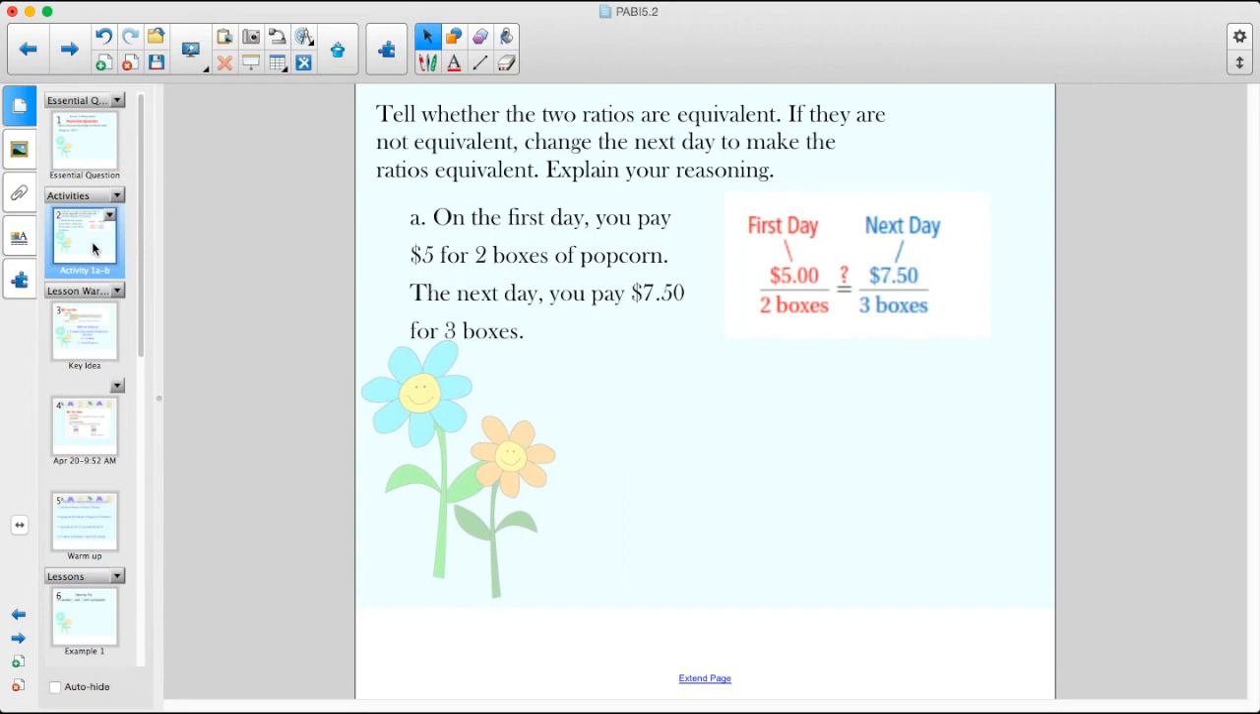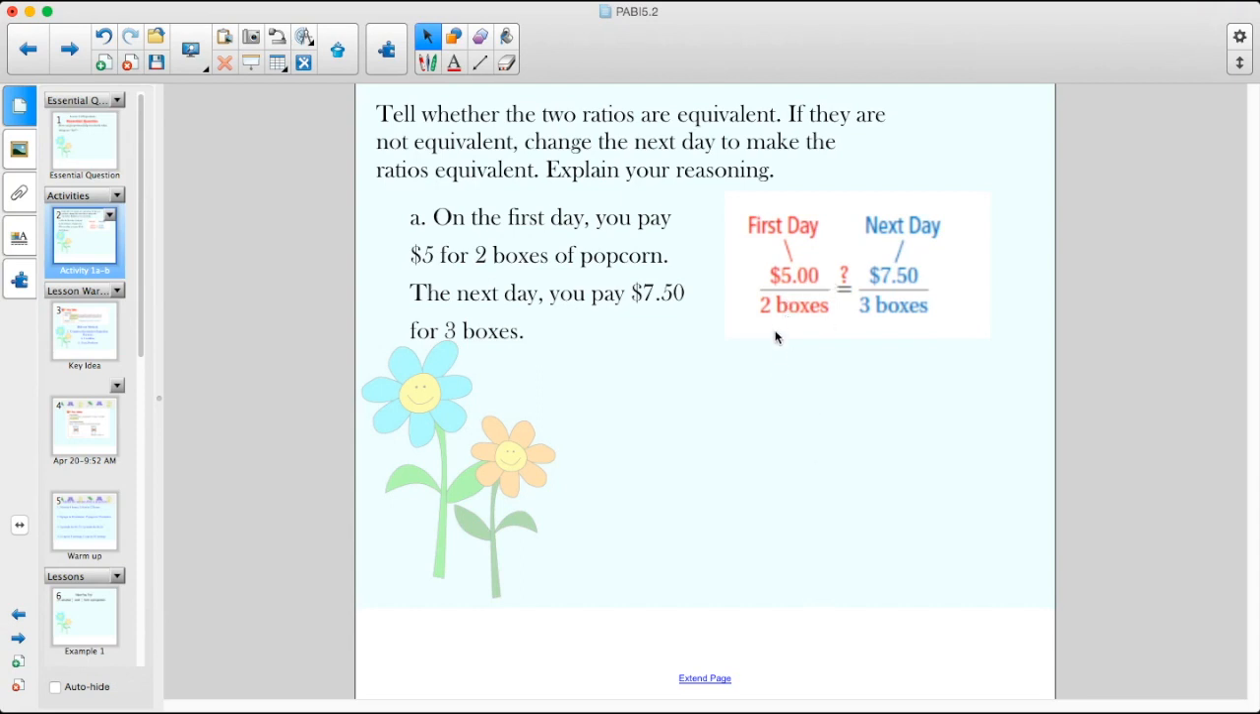So there are a couple ways we can determine if we're paying the same amount. But coming off of yesterday's lesson, what you should think to do is maybe find the unit rate. How much did you pay for 1 box of popcorn in each situation? If you divide 5 by 2, on the first day, you paid $2.50 per box. If you divide $7.50 by 3, that next day, you paid $2.50 per box. So these two ratios are equivalent because they both reduce to $2.50 for 1 box.